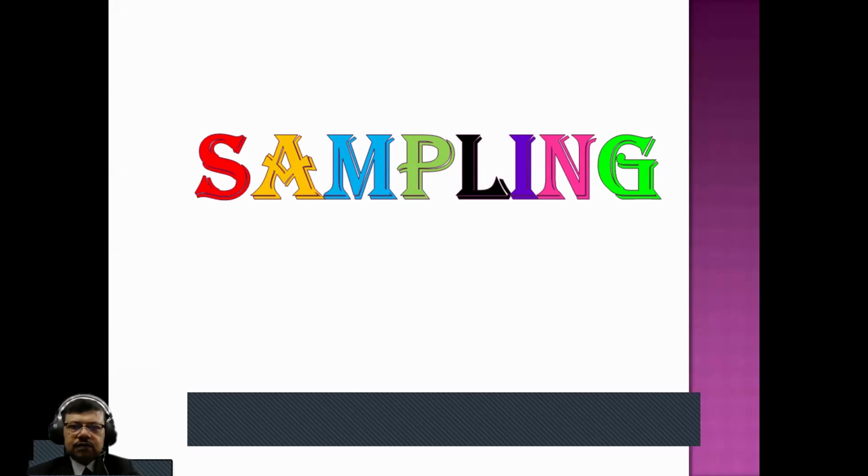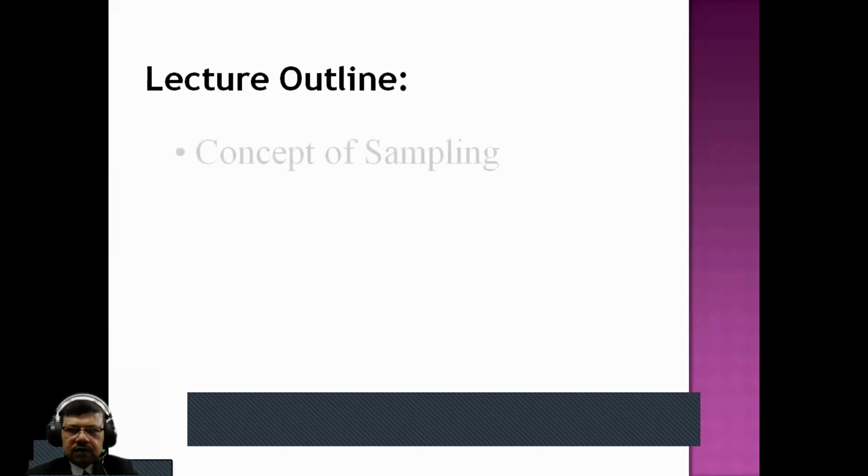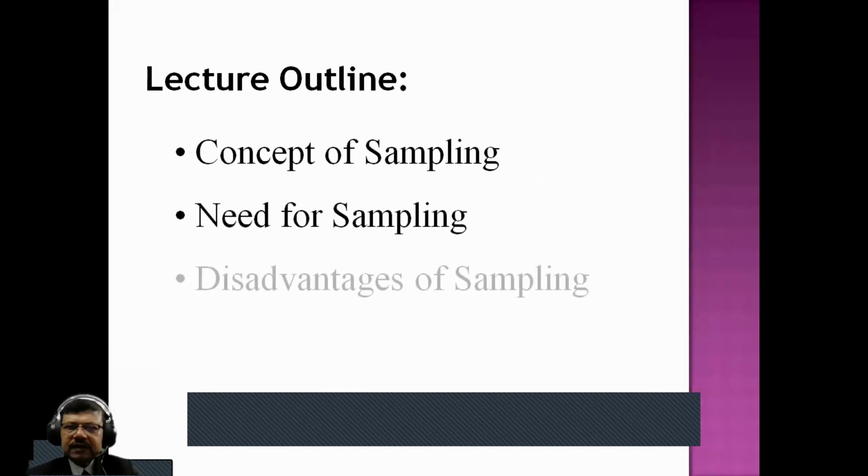Today we are going to start discussion on sampling. Basically, while we have used the data collected from primary sources, we first have to think for sampling. So that is why today's lecture outline is concept of sampling, need for sampling, and disadvantages of sampling.